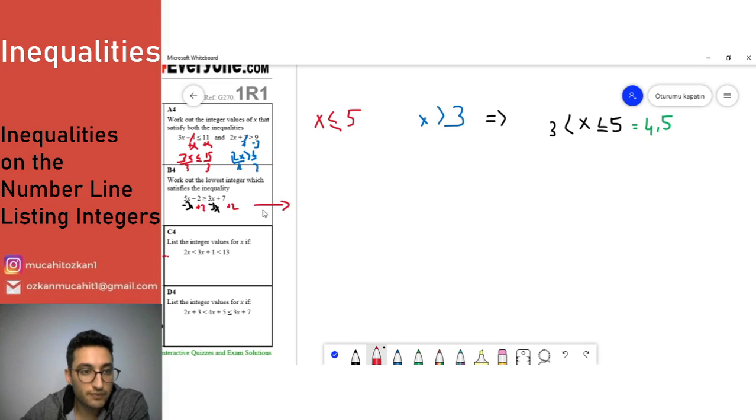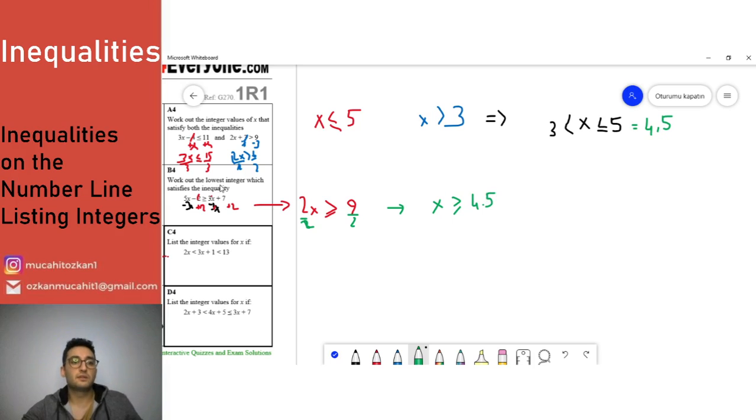And if you do it, 5x minus 3x is 2x. Negative 2, positive 2, nothing. Greater than or equal to 3x minus 3x, nothing. And 7 plus 2 is 9. And if you divide both sides by 2, then x is greater than or equal to 4.5. 9 divided by 2 is 4.5.